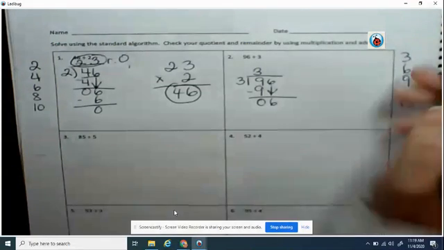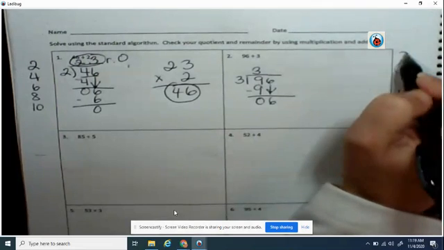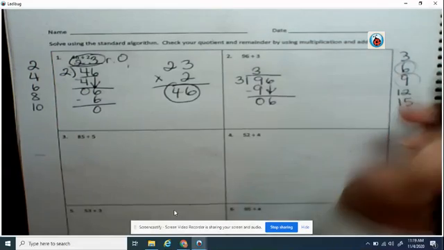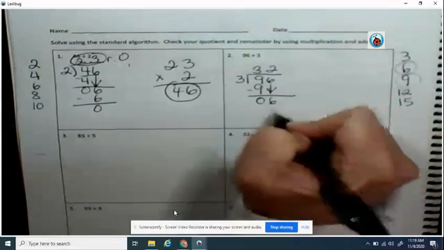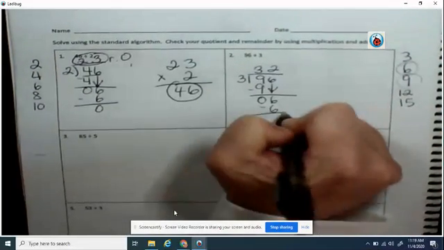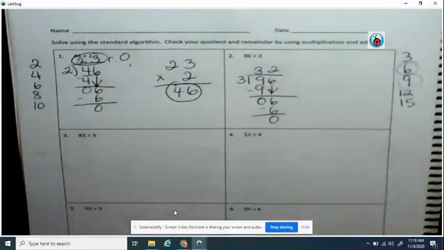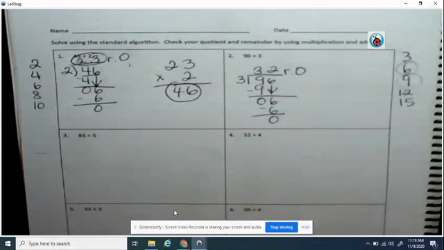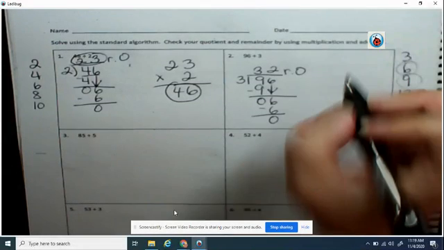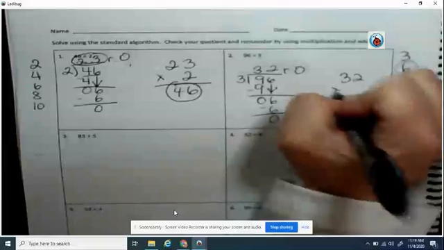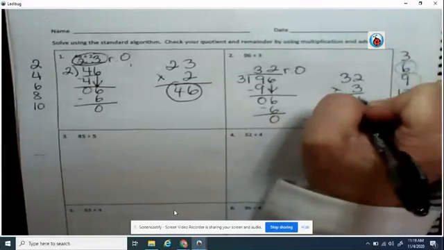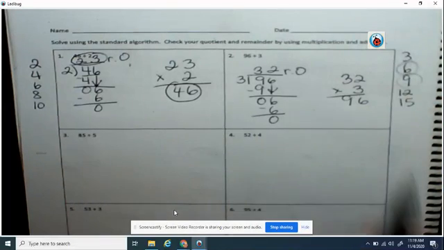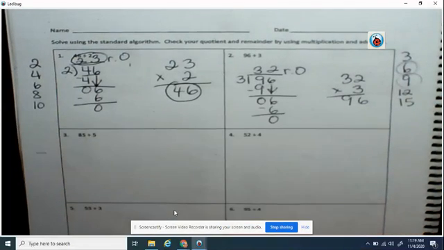Now, 6 also divides evenly by 3. Okay, I can picture it right now, putting 2 dots each to make 6. 2 times 3 is 6. I use up all 6 dots. There's a remainder of 0. There's nothing left. Okay, so I need to double check myself. 32 times 3. 2 times 3 is 6. 3 times 3 is 9. Is 96. That matches. That matches. I know I did that math correctly.